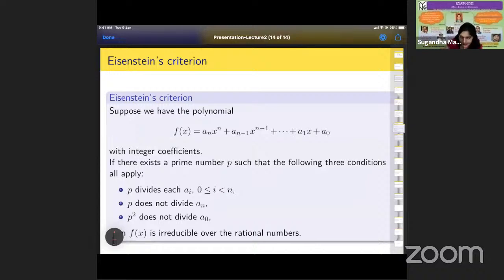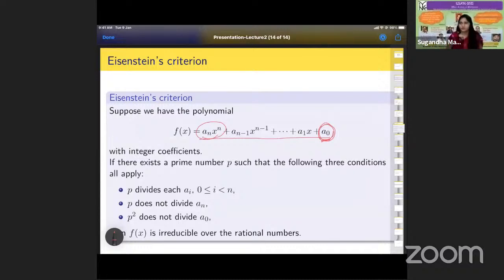It says if you have a polynomial of this form with the coefficients from integers, and if there is any prime p that you can find which divides each of these coefficients except the leading coefficient, so it doesn't divide the coefficient of the highest power and divides the rest of them, that is one thing. Second thing is that the square of it does not divide the constant term. P square should not divide a naught. In that case, your polynomial is going to be irreducible over rationals, right? Is that clear to you?